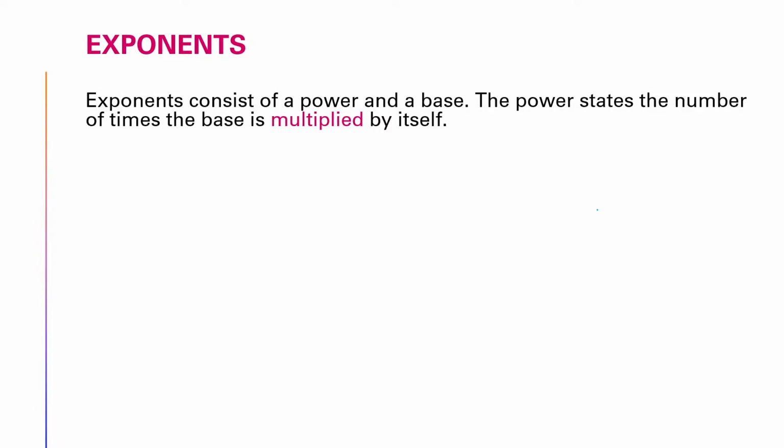Exponents consist of a power and a base. The power states the number of times the base is multiplied by itself. That may be a bit confusing to hear, but let's simplify that. Say we have 3 times 3 times 3 times 3. That can be written as 3 to the power of 4, which just says that 3 is multiplied by itself 4 times. 3 is the base, while 4 is the power or the exponent.